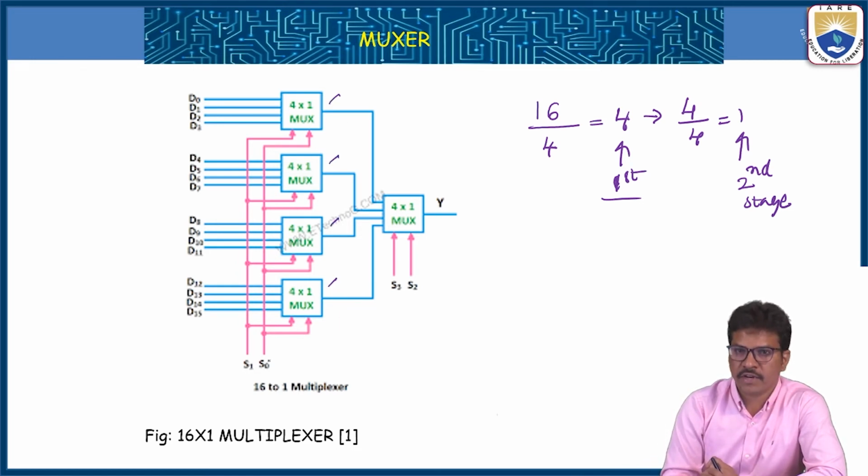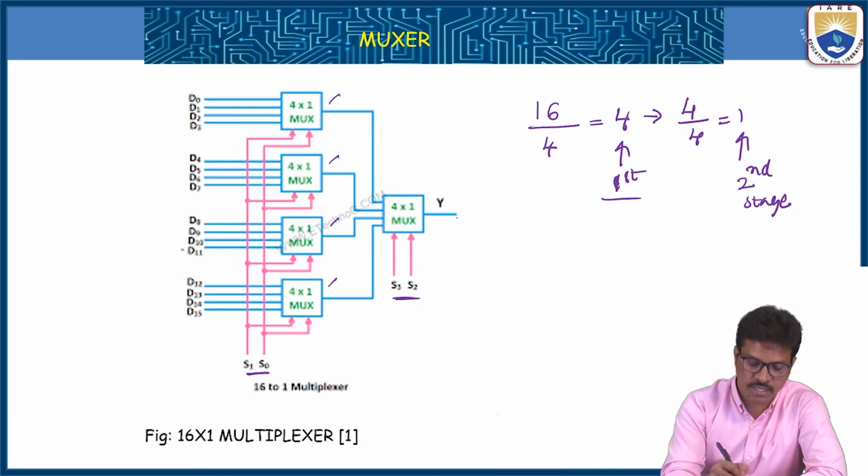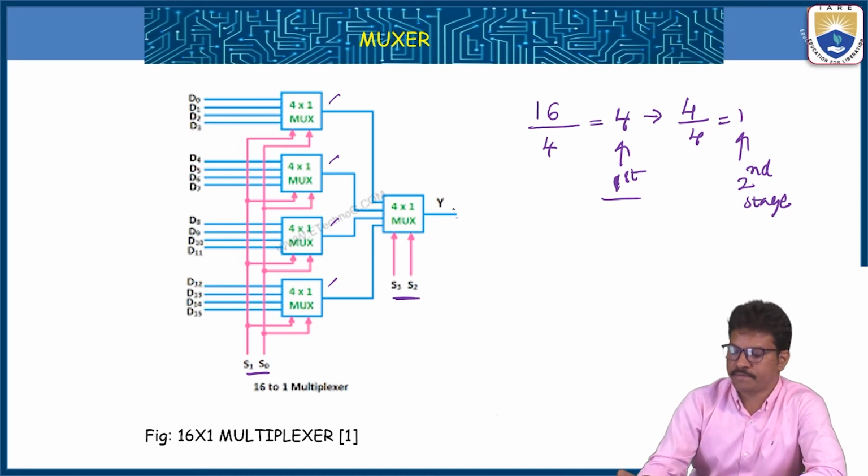A 4 by 1 multiplexer means 2 select lines. Take the lower order select lines S1 and S0 for the first stage, and the higher order select lines S2 and S3 for the second stage. The outputs of these 4 multiplexers are connected to a 4 by 1 multiplexer, and you get output Y. So the inputs are 16 and the output is 1.